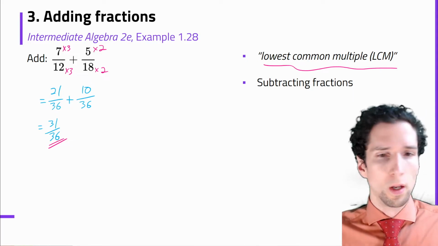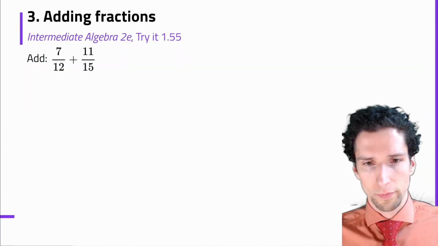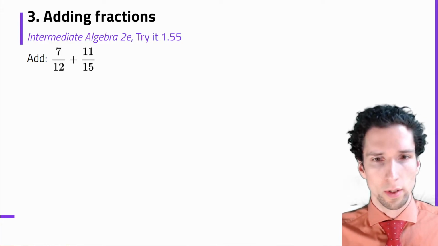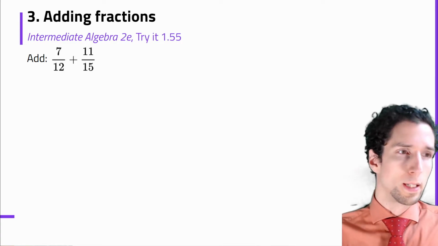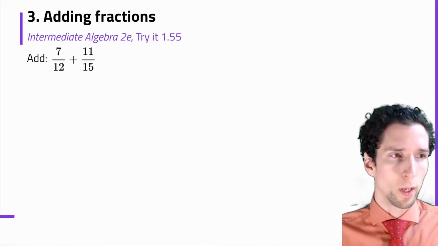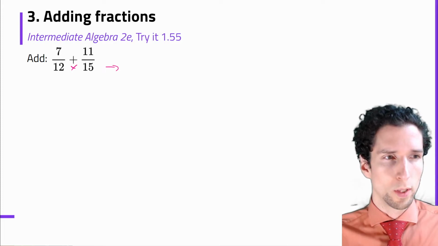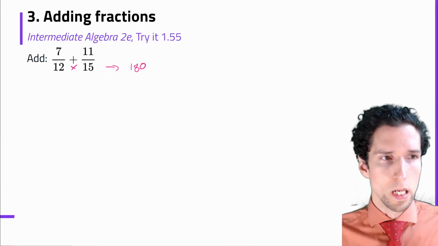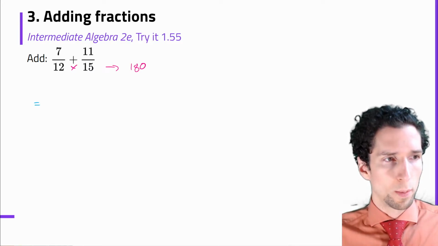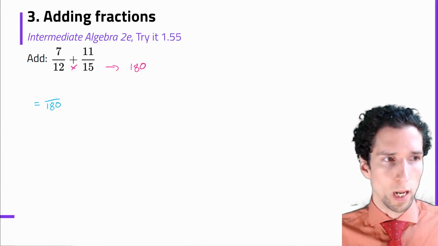All right, so next, two more examples. First one is my turn, second one is your turn. The other thing that we can do here, if we don't immediately see a common multiple, is just multiply the two bottom numbers together. 12 times 15: 12 times 10 is 120, 12 times 5 is 60, so 180. So it might not be the lowest, but it is a common multiple, 180.